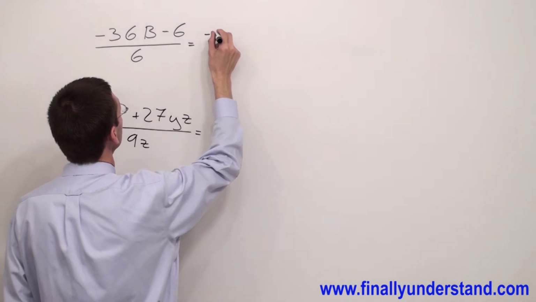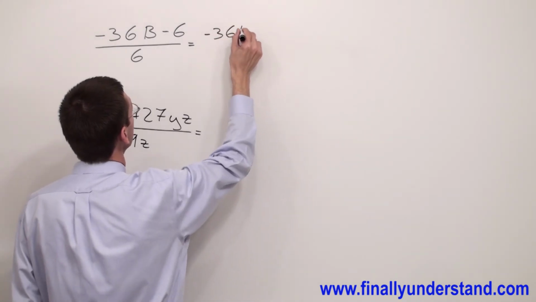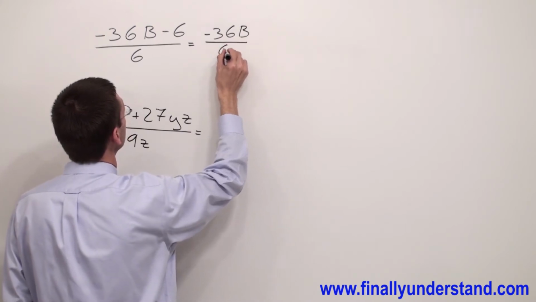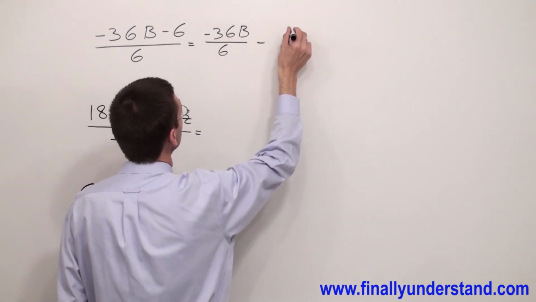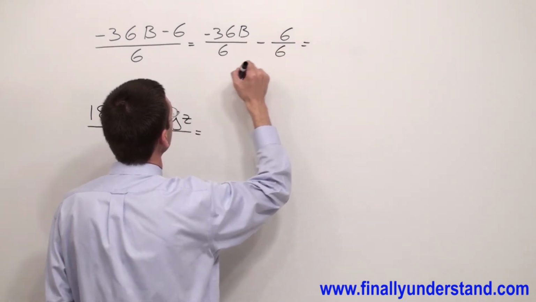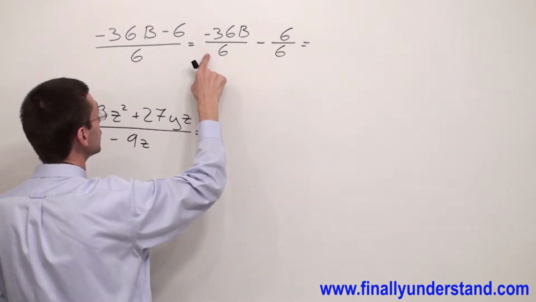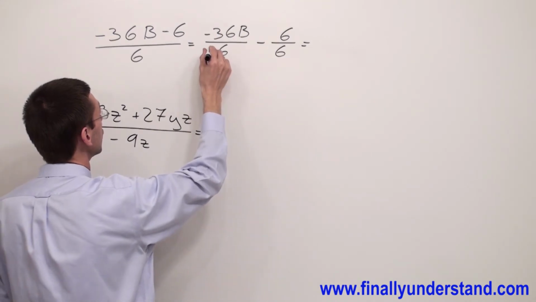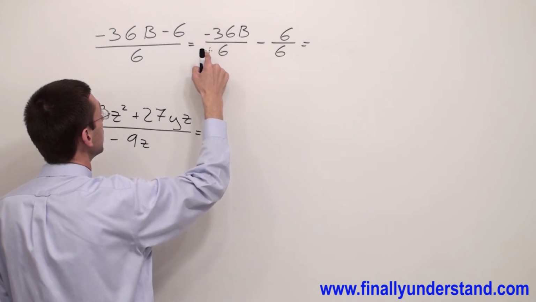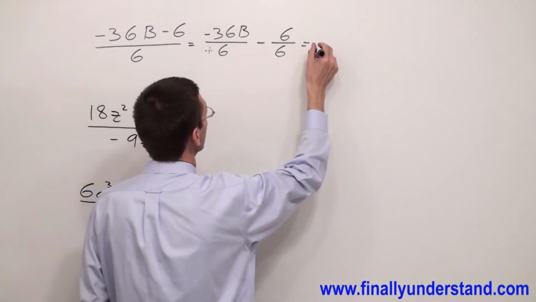I have minus 36b, and I have to divide this by 6, minus 6 divided by 6. Remember, anytime there is no sign next to the number, there is always an invisible positive sign. Negative divided by positive is always negative.